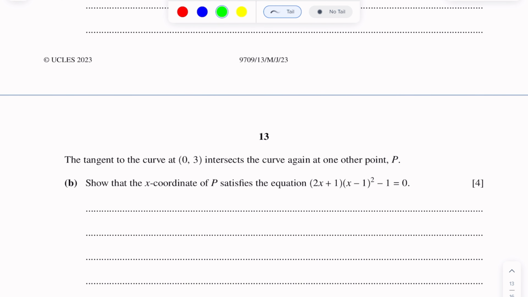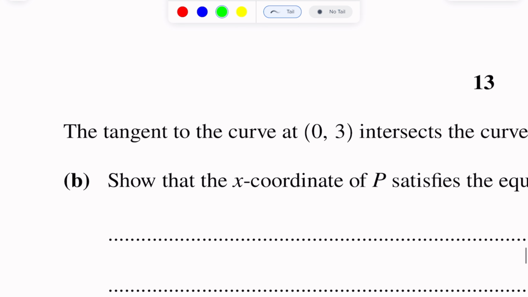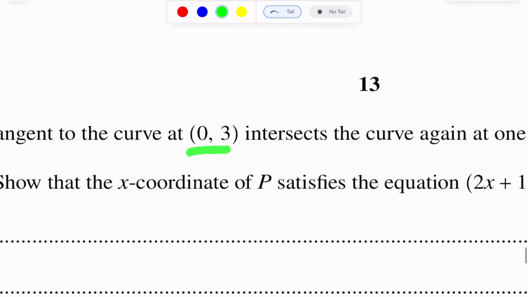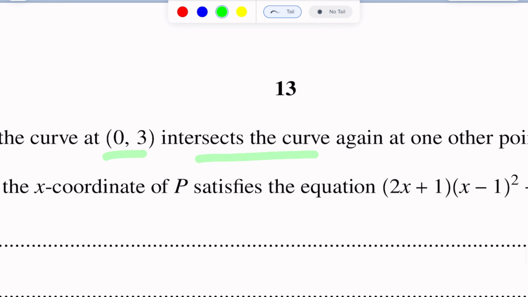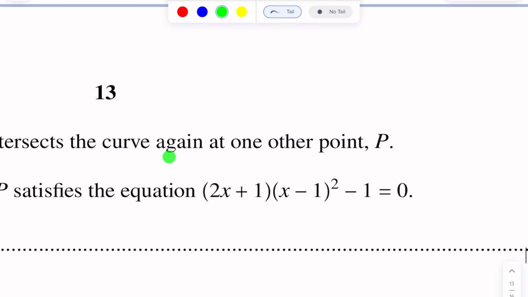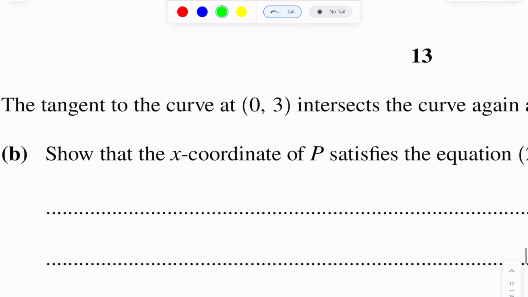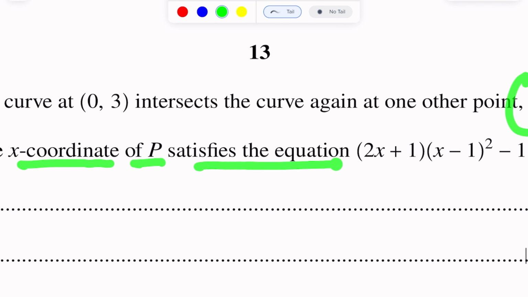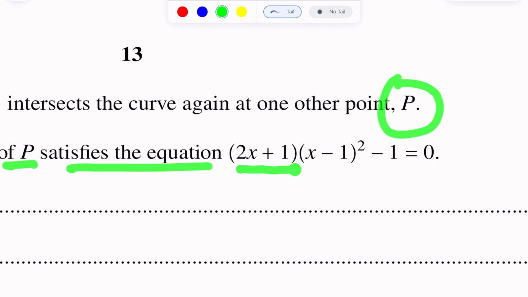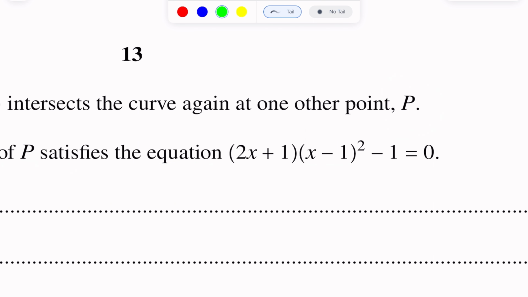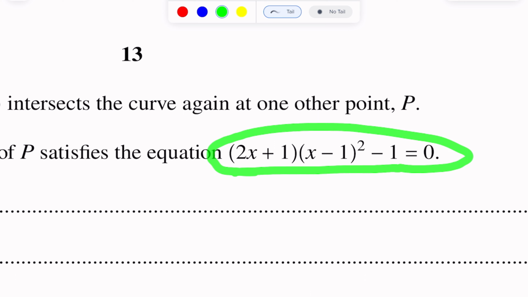The next part of this question is part B. The tangent to the curve at point (0, 3) intersects the curve again at one other point P. Show that x coordinate of P satisfy the equation (2x plus 1) into (x minus 1) whole square minus 1 is equal to 0.